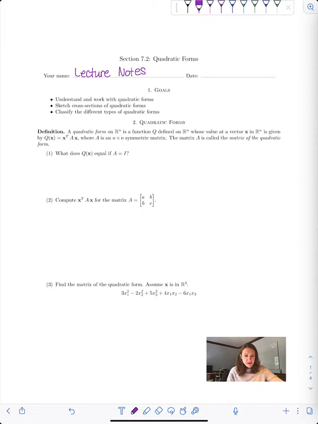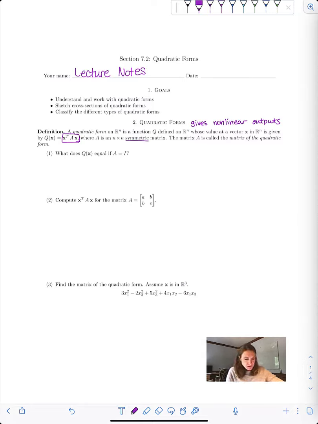So first of all, a quadratic form is a function on Rn. The input is vectors in Rn and the output is given by transposing your input, multiplying by some square symmetric matrix, and then multiplying by your input vector again. One thing that's kind of interesting is that even though we're typically working with linear functions, this is going to give us things that are non-linear. And I'll show you what I mean by that in a moment. But in any case, the matrix A is called the matrix of the quadratic form.